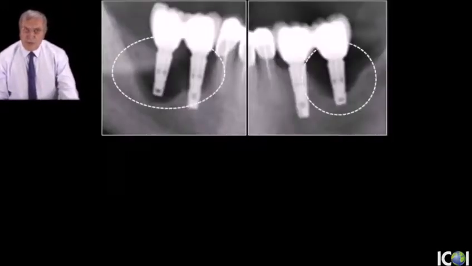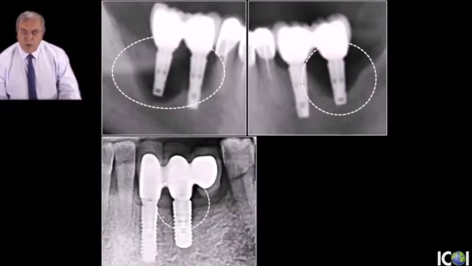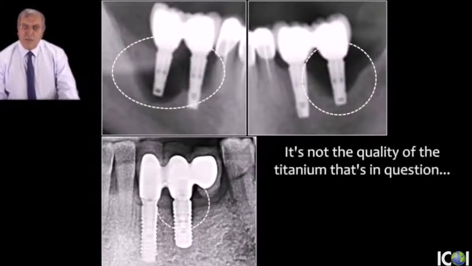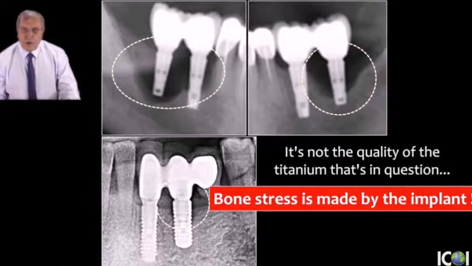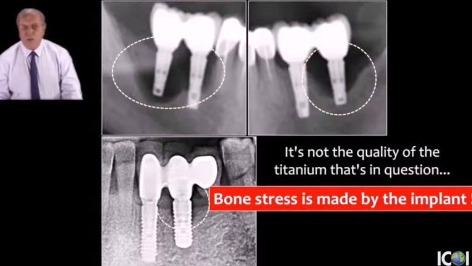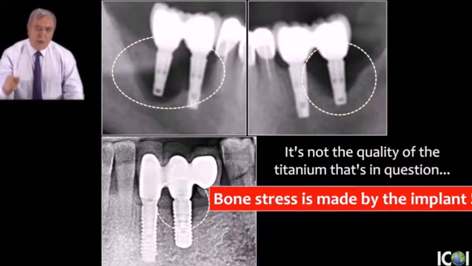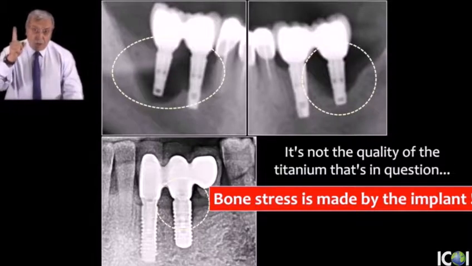Placing an implant and meeting bone loss means you put too much high pressure. It's not the quality of the titanium that induces stability or not. It's just how much pressure you put on the bone when you place your implant, on the cortical bone. And when you start on the cortical bone, you don't know how it will finish.